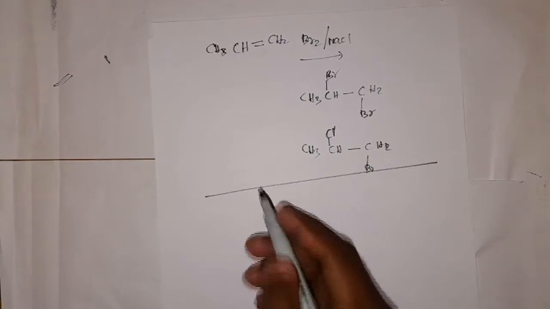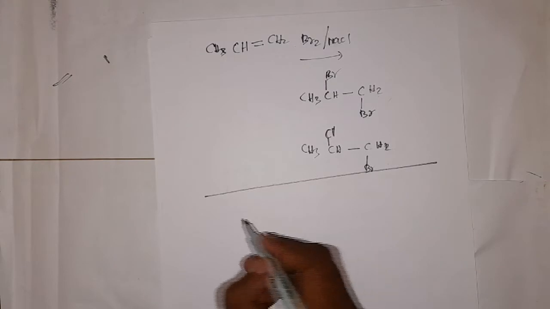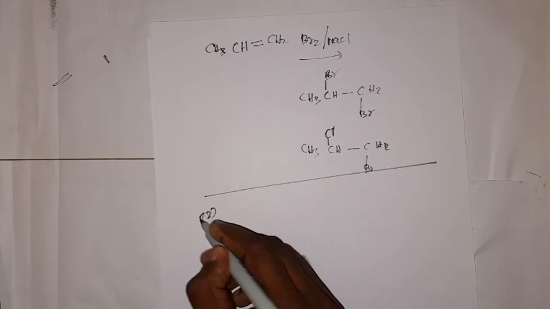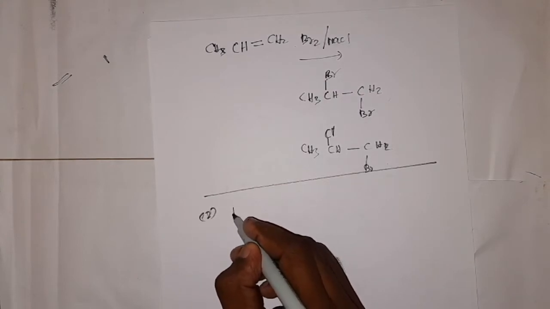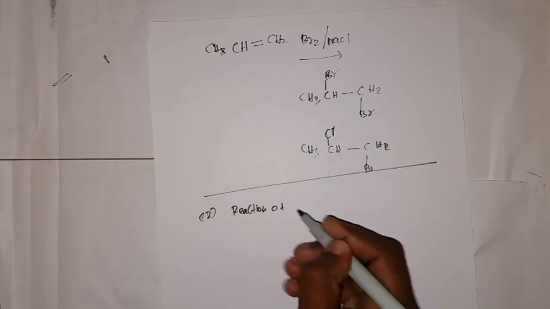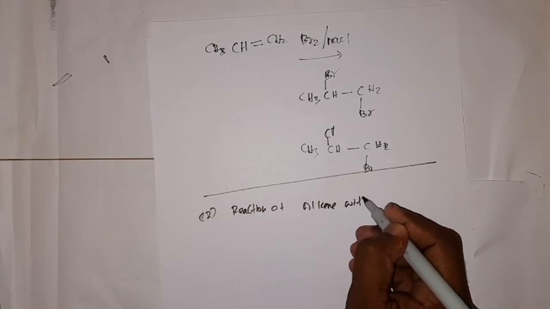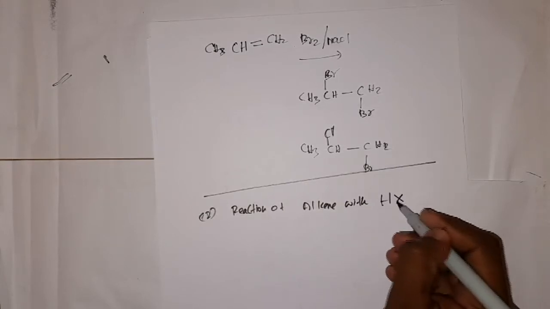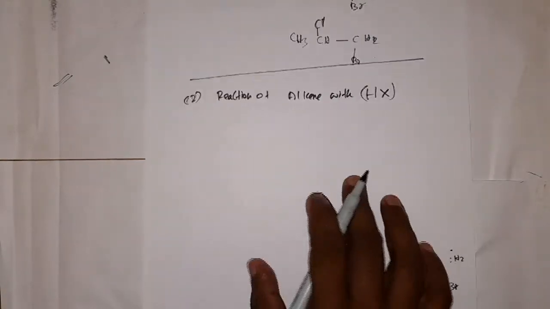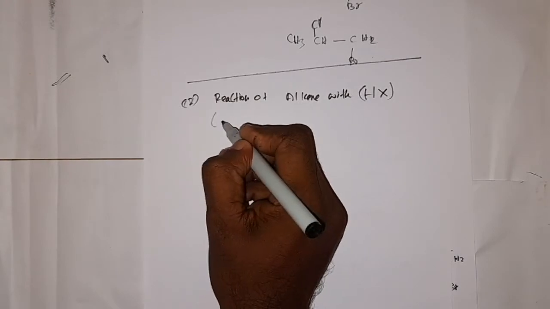Okay, so now let's discuss the reaction of alkenes with hydrogen halide. So the second reaction, hydrohalogenation, and this is the second type of reaction: the reaction of alkene with HX or hydrogen halide. HX means hydrogen halides. Now you know what the hydrogen halides are.